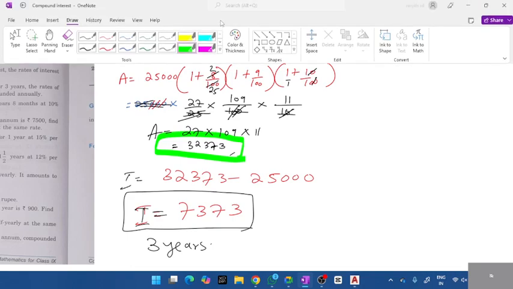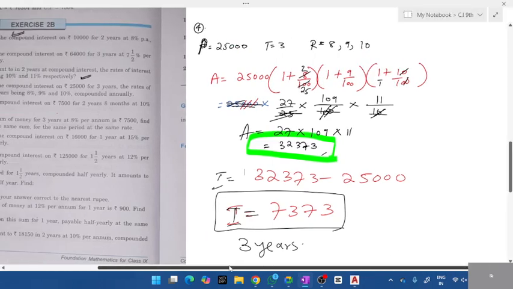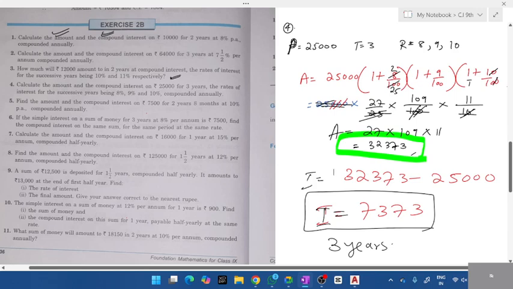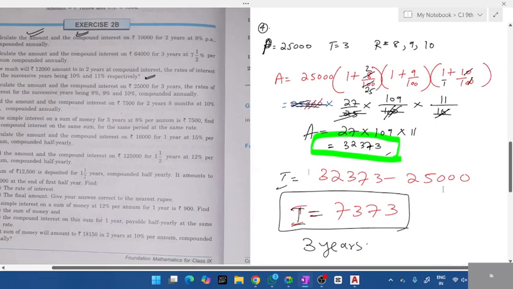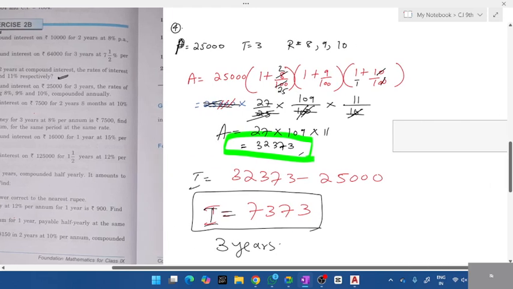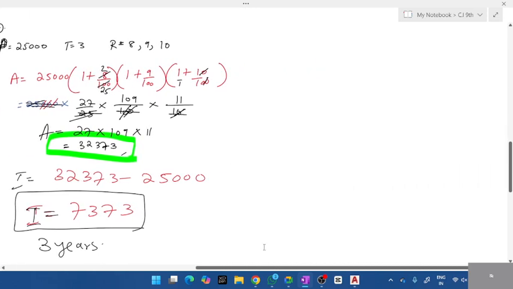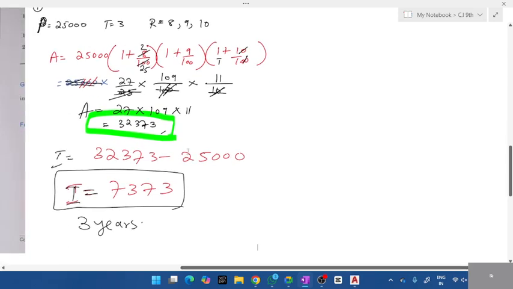In the question, what have they asked us? Have they asked us year by year calculation or overall amount? Overall. So, if they ask overall calculation, you can use the formula. Is it possible to find first year interest here? Is it given? Think, students. Using the formula, is it possible to find first year interest? No, right? Second year interest? No, it's not possible. This is the difference.